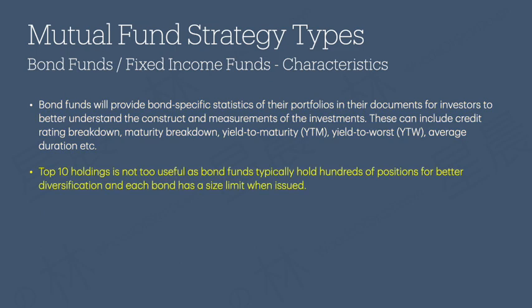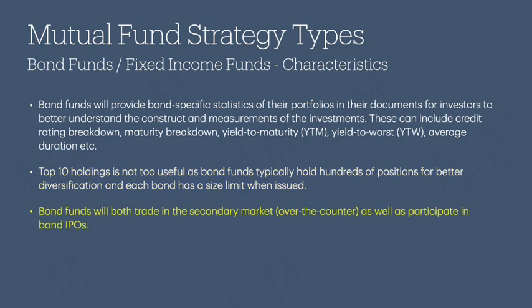Bond funds typically hold hundreds, if not thousands, of positions in their portfolio for better diversification, and also because each bond has a size limit when issued, so they are not as readily available for trading like equities. As such, looking at top 10 holdings in bond fund fact sheets generally is not too useful. Bond funds, just like normal bond investors, will trade in the over-the-counter secondary market as well as participate in bond IPOs to get new bonds.